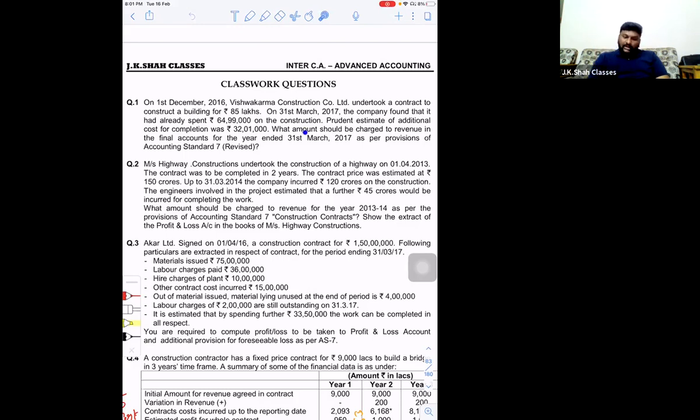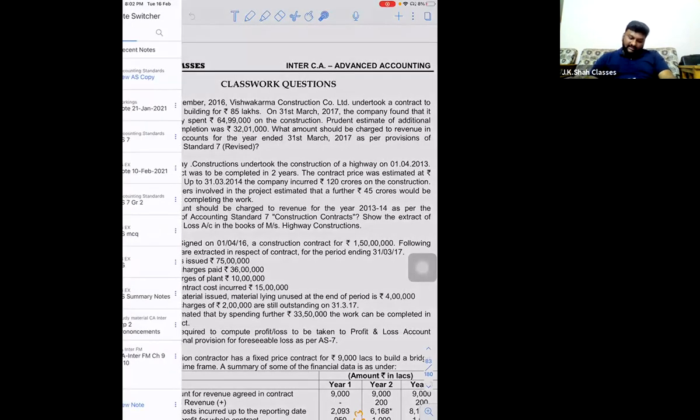Further, what amount should be charged to revenue for the final accounts for the year ended 31st March as per the provisions of AS7? Now, what amount should be charged? Charged means debited to P&L. Sir, can I say entire 12 lakhs will be debited to P&L? Right? So we have to show each and everything. How much revenue we will record, how much cost we will record, what provision will be recorded, and what is the total loss to be recognized.